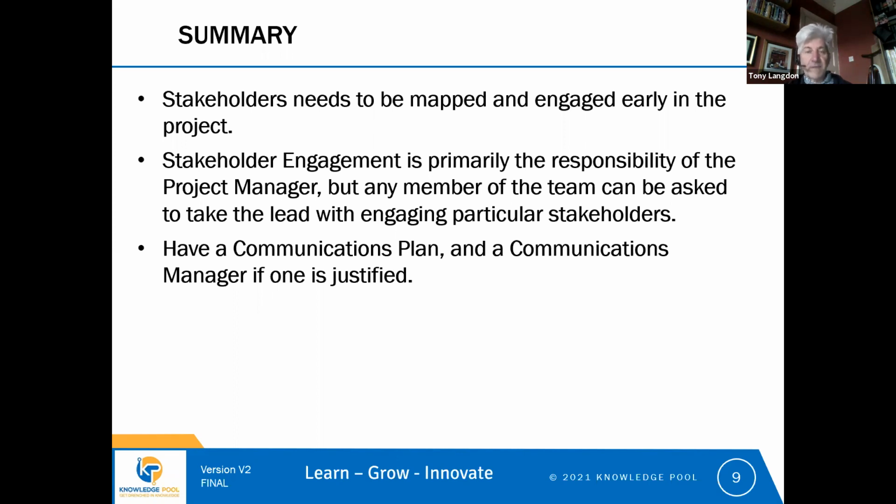So that's the end of the session on stakeholder management. Can I take any questions that you might have about stakeholders and stakeholder management now?